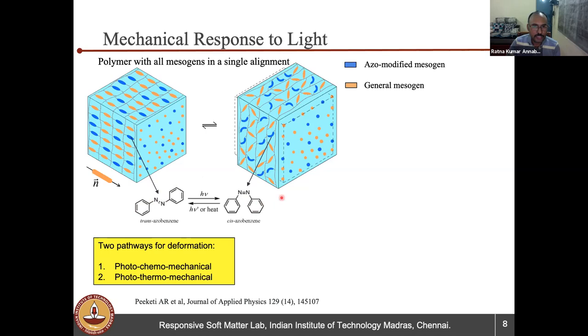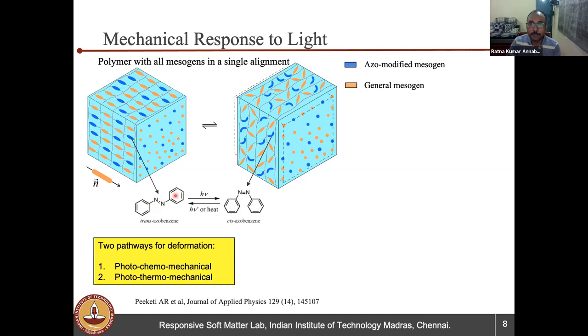If we look carefully, there are two pathways for this deformation. When light is exposed to this azochromophore, it changes from the trans state to the cis state, which is called photochemomechanical deformation. That means only because of the change from the trans state to the cis state, you are creating this deformation because of the bending of this molecule. At the same time, this process also generates some heat. That means when the molecule changes from trans to cis, it generates some heat.